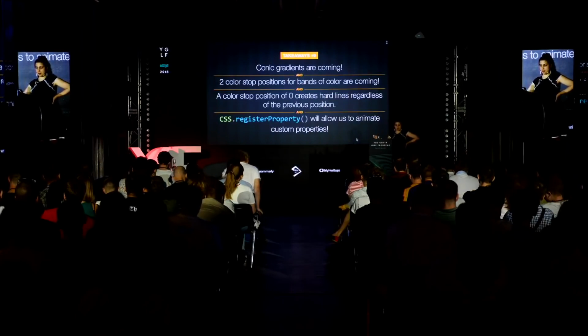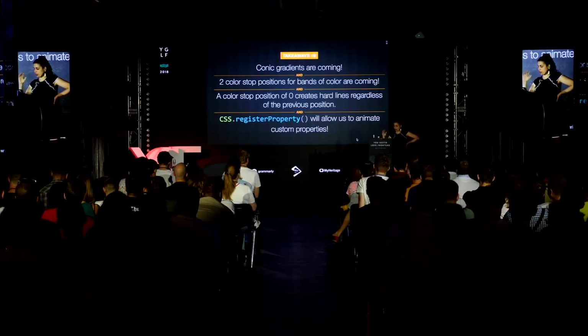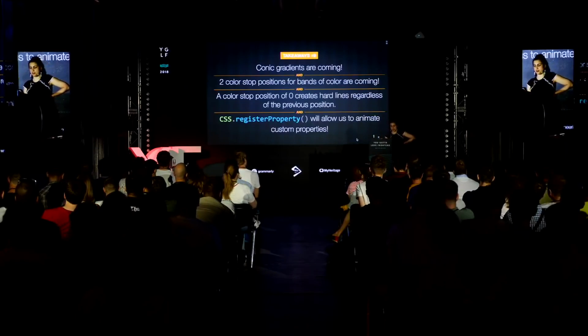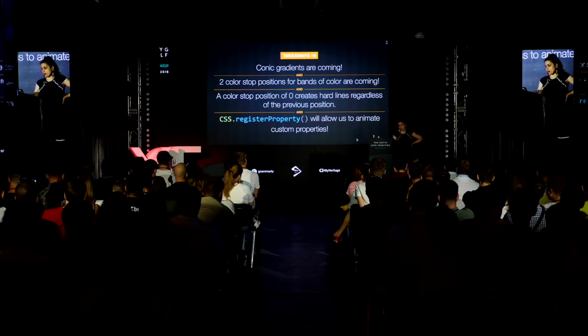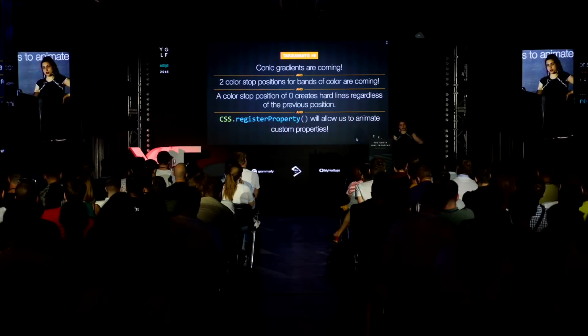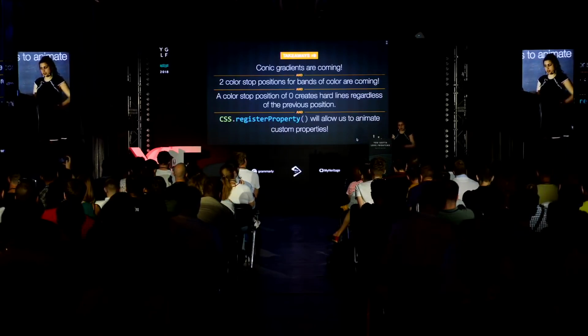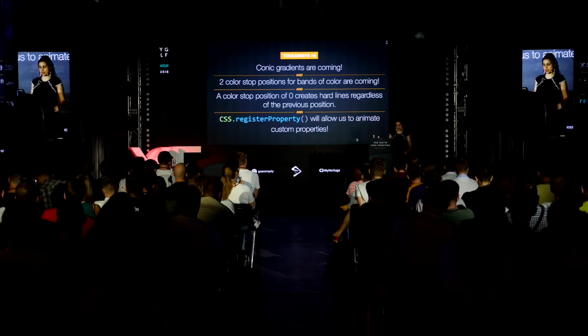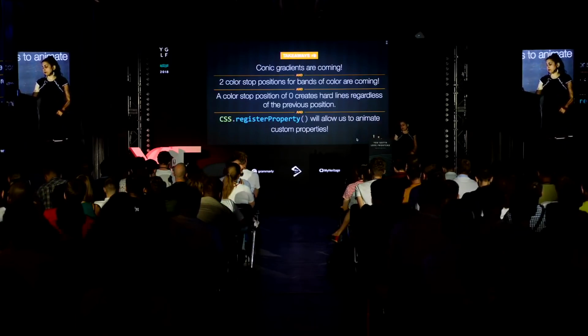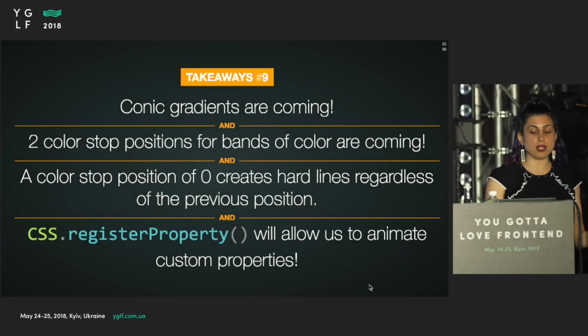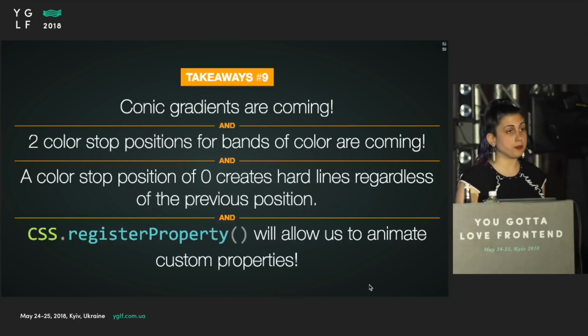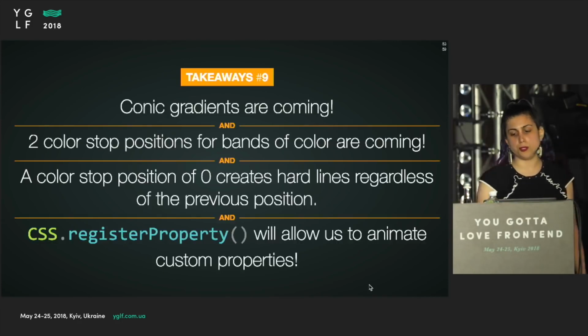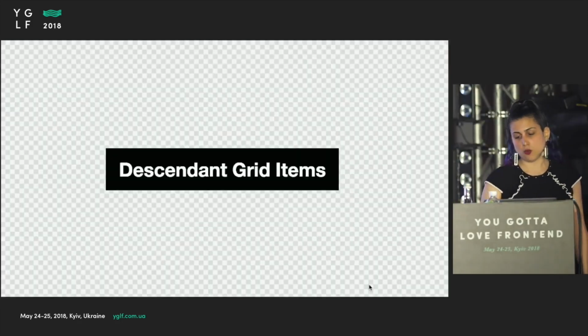So, some takeaways from this. Conic gradients are coming, finally. I proposed them 5 years ago, and I've been putting so much work into them. I'm so glad that it's finally happening. Also, 2 color stop positions for bands of colors in gradients, and not just conic gradients, but all gradients. That's coming too. A color stop position of 0 creates hard lines regardless of the previous position. And CSS.registerProperty will allow us to animate custom properties, opening up a lot of cool use cases.